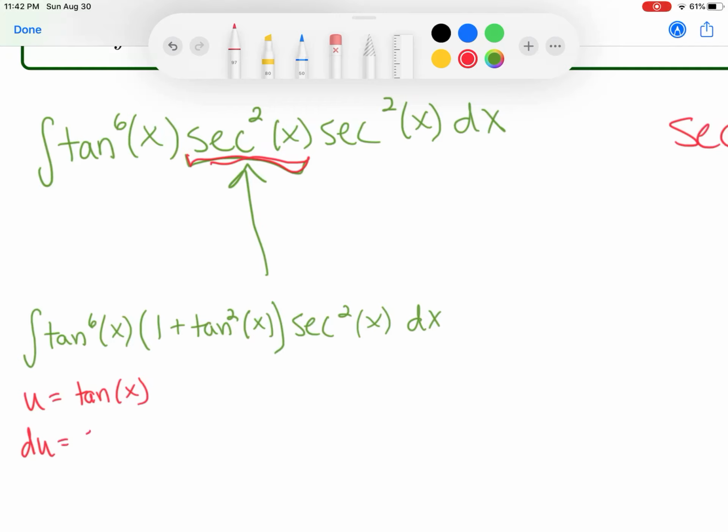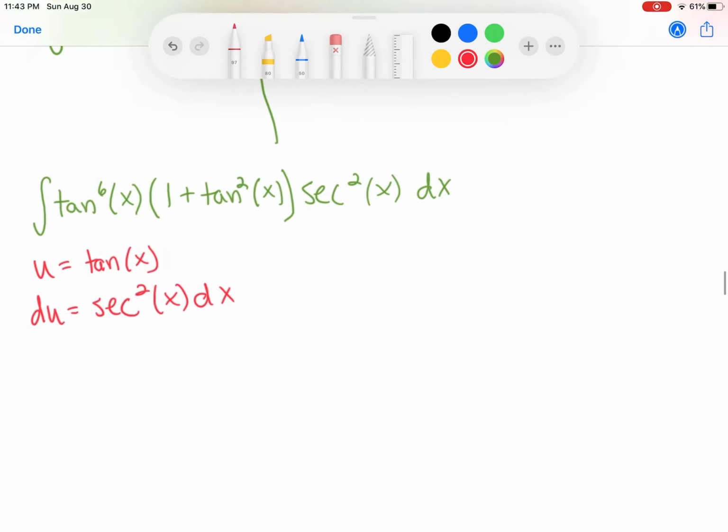Okay, what's du? Du is the derivative of tangent, which is just secant squared. So we have secant squared dx. Beautiful. Let's go in and do our u sub. Check this out. This is going to be u to the 6th. This is going to be u squared. This right here is represented with du. Sweet. Okay, let's go ahead and do our u sub.